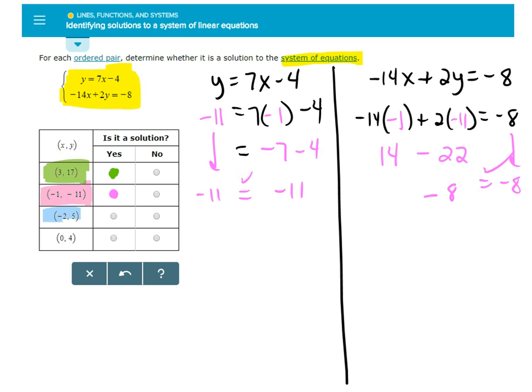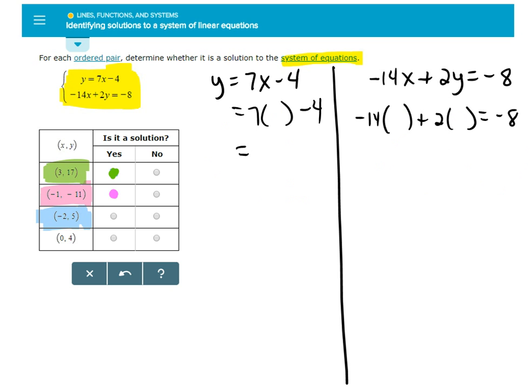Next I'll do the (-2, 5). All right, I erased all that. So 5 goes here, and negative 2 goes there. 7 times negative 2 is negative 14. Negative 14 minus 4 is negative 18. Okay. 5 does not equal negative 18. You do not have to bother checking in the other equation because it has to check in both. If it doesn't check in one of them, it is not going to be a solution. So that one's a no.